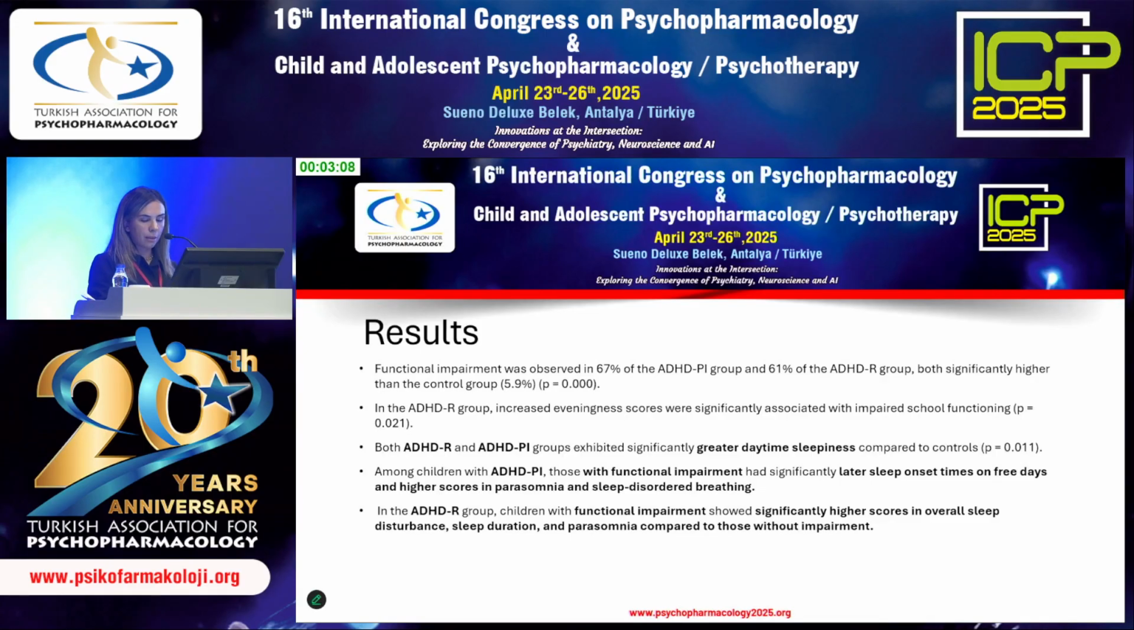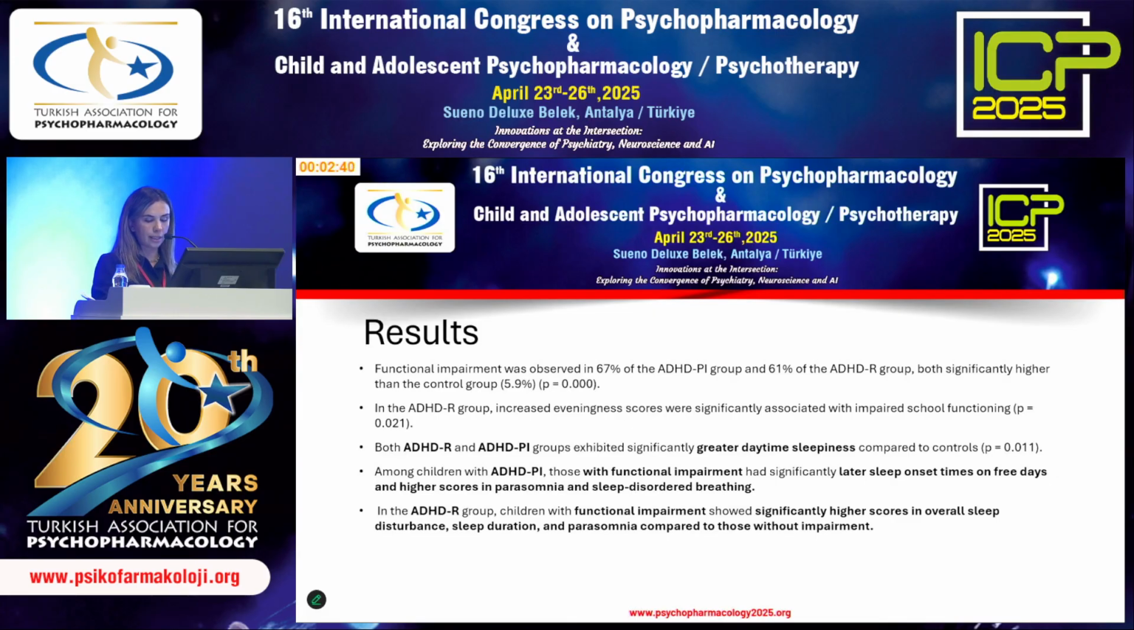Functional impairment was observed in 67% of the ADHD-PI group and 61% of the ADHD-R group, both significantly higher than the control group. In the ADHD-R group, increased eveningness scores were significantly associated with impaired school functioning. Both ADHD-R and ADHD-PI groups exhibited significantly greater daytime sleepiness compared to the controls.